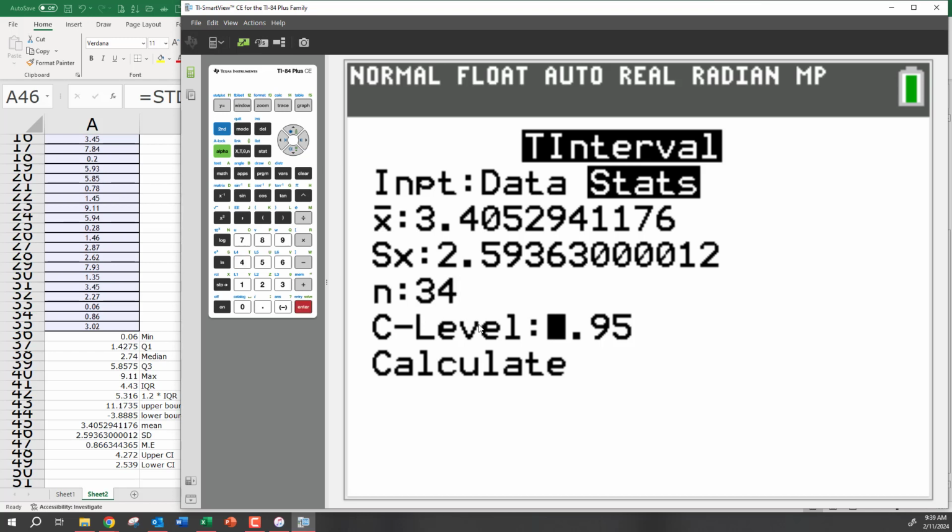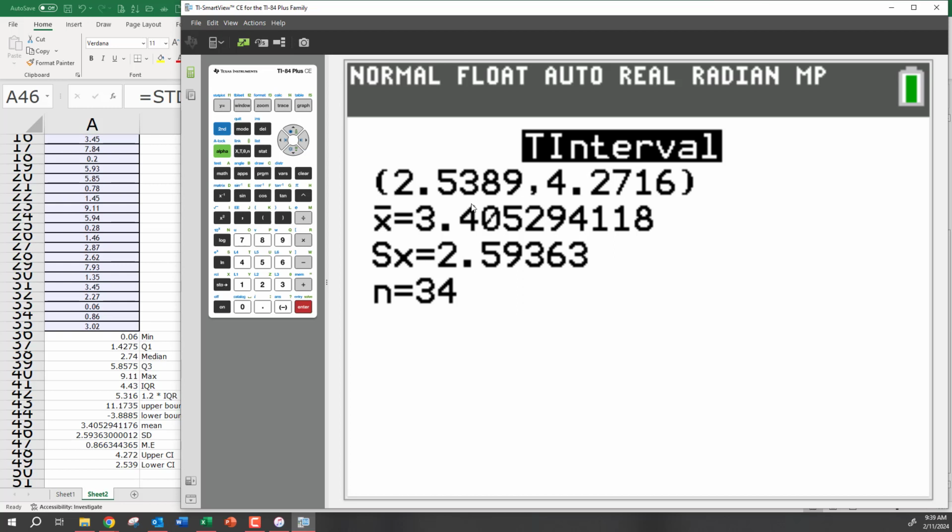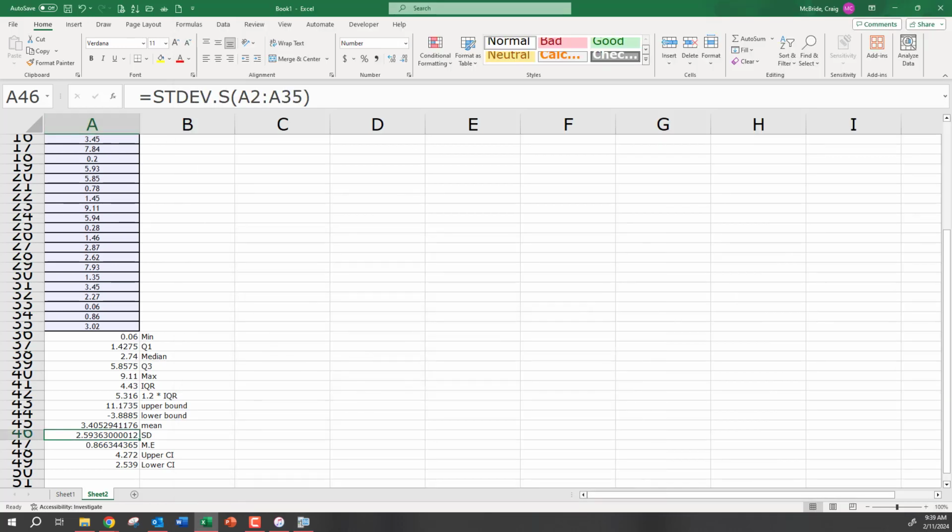Our confidence level here, remember, was 94%, so 0.94. They don't ask for alpha here; they ask for just the confidence level. So again, it depends on your technology, and then you tell it to calculate, and there it is. There's your lower. And you can see that if we round to 3, we're going to get the 539. And if we round to 3 here, we're going to get the 272. Okay, so that's how you can do it with a TI as well.